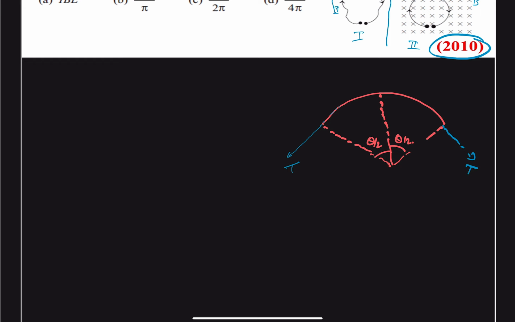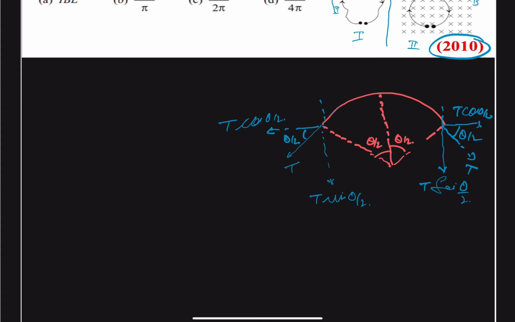Now this tension can be divided into two components, vertical as well as horizontal. So we are going to have this, it will be our theta by 2. So we can write this as T cos of theta by 2, and this will be our T sine theta by 2. Similarly, it will be at the other end also. So we are going to have this as theta by 2, giving us T cos of theta by 2 and T sine of theta by 2.